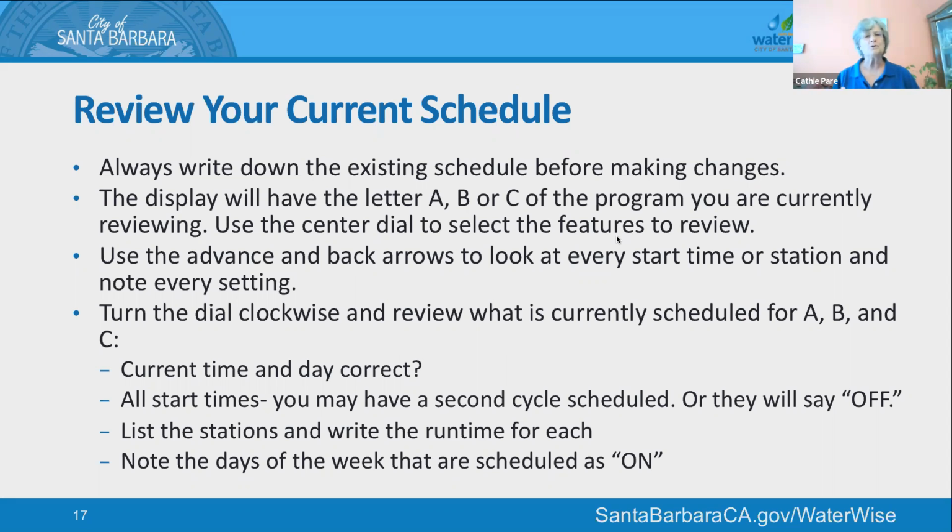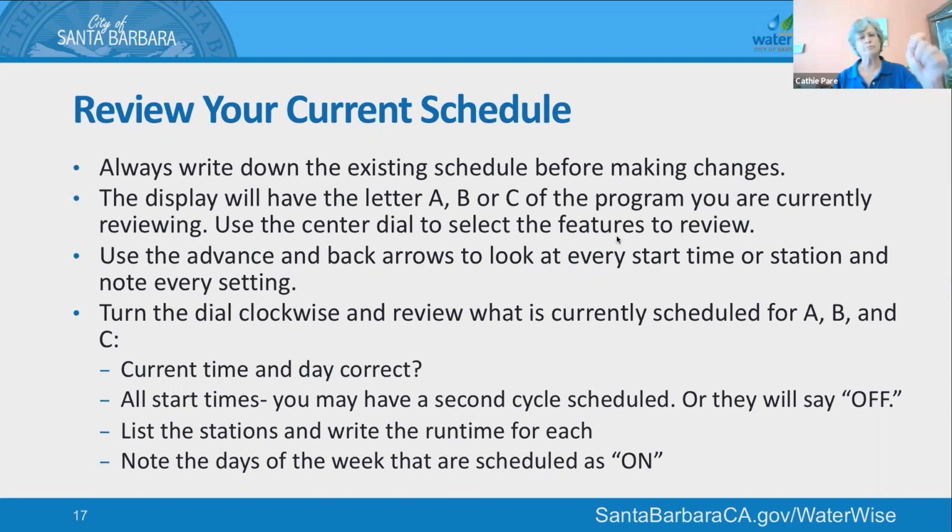When you look at the display on your irrigation controller, the display will always have a little letter in either the left or the right-hand corner. It'll be A, B, C, or D, depending on how many programs you have. You want to write down the different start times, run times, and days of the week for each program.